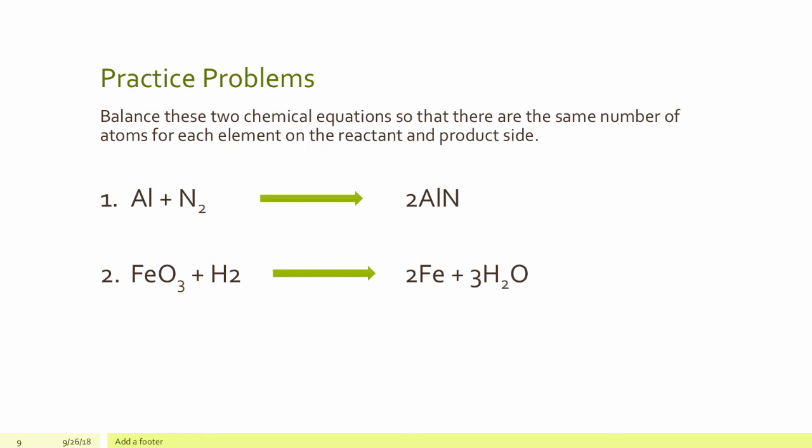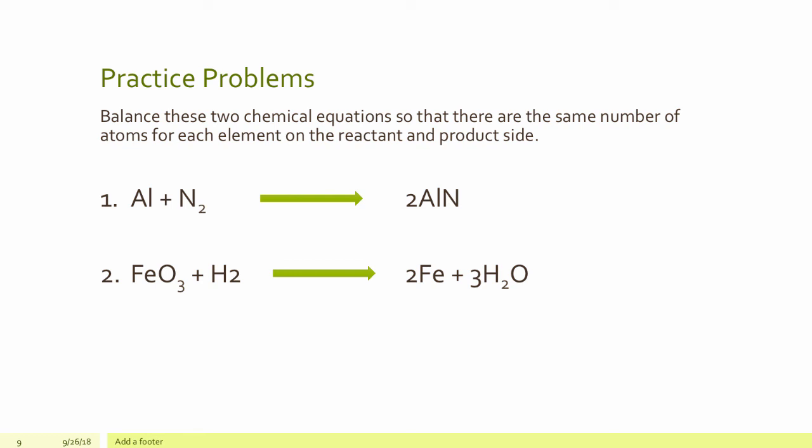Now, for homework, I only gave you 2 practice problems. So you want to balance these 2 chemical equations so that they have the same number of atoms for each element on your reactant and your product side. So number 1 is Al plus N2. That's my reactants yielding a product of 2AlN. And for that Al, that's a lowercase l, not an uppercase I.